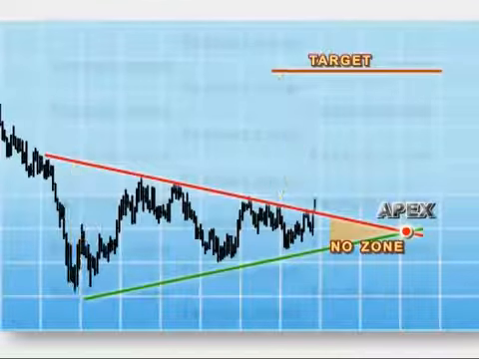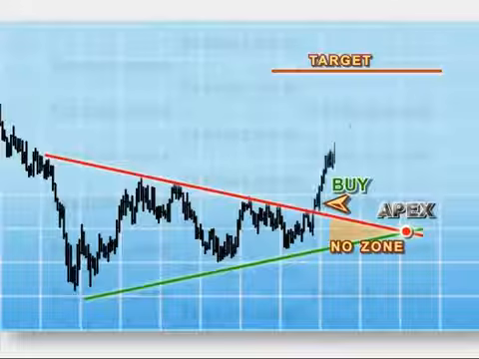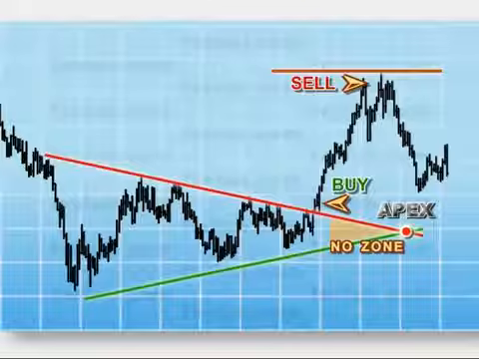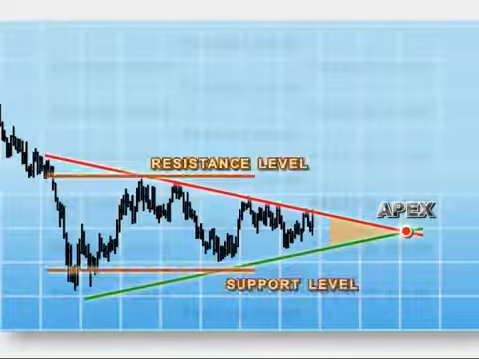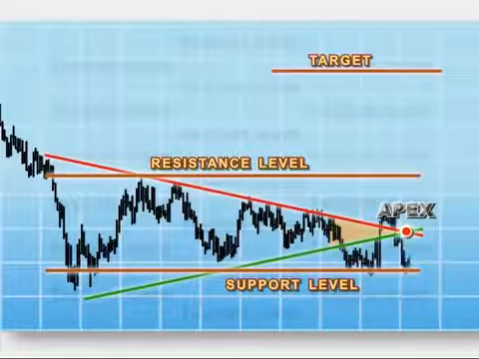Take the price target after breakout as the height of the triangle, which is the highest high and the lowest low of the triangle. But remember, once you've passed into the no zone, the power of the triangle is spent. Set the nearest levels of support and resistance and monitor the range.